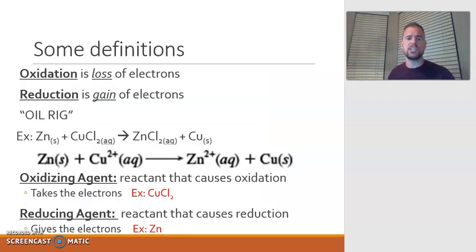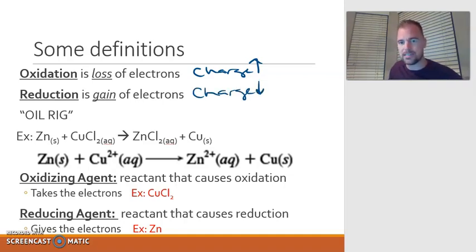Okay, so this is where you get those terms oxidation and reduction. A redox reaction is an oxidation reduction reaction. Oxidation, the process of being oxidized, is whatever substance is losing the electrons. And remember, if you're losing electrons, negative particles, that means your charge is increasing. Your charge is going up. But whatever's being reduced is gaining electrons, and if you're gaining electrons, that means your charge is going down.